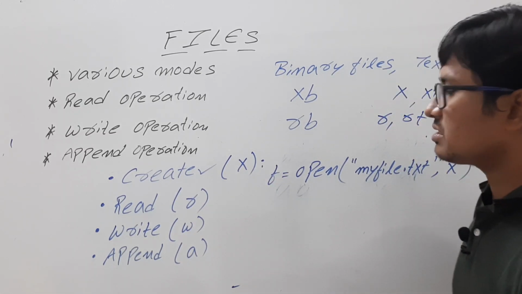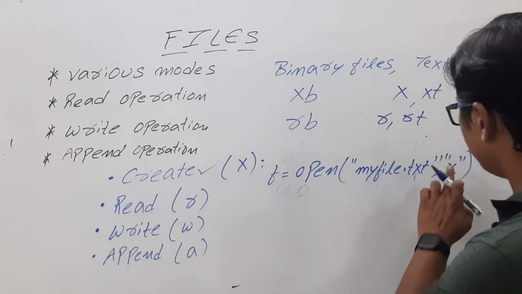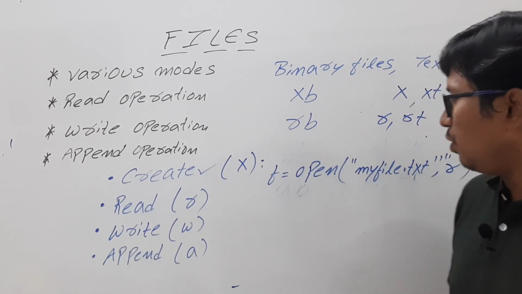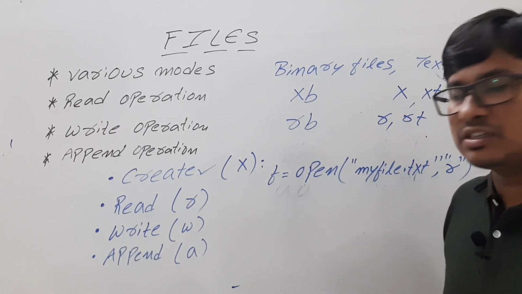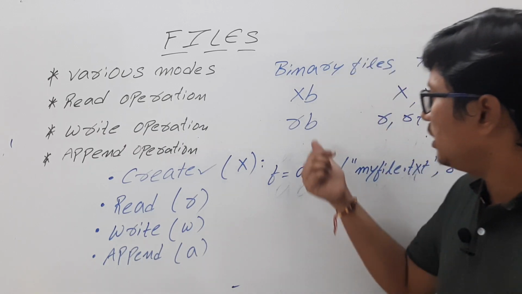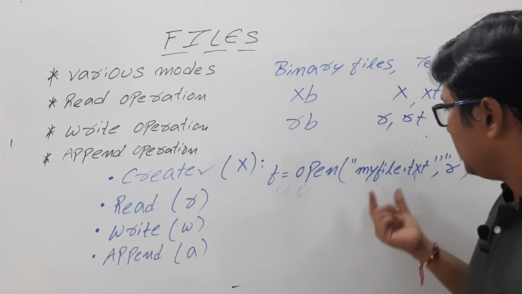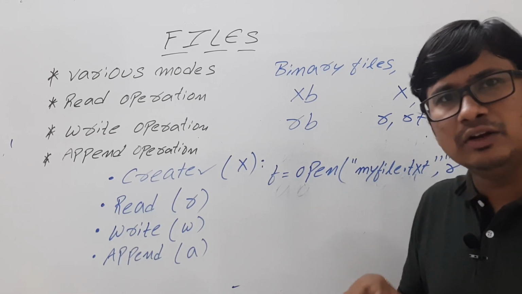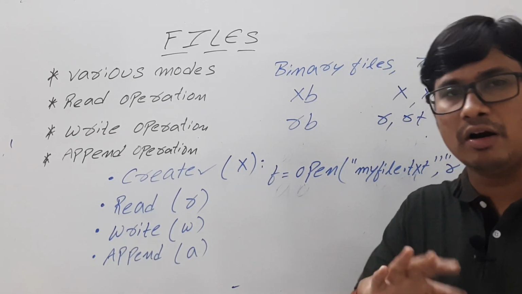Okay. Now we will discuss the read mode. Suppose you are specifying here as R. So you want to read the information from the text file. If you want to read from the binary file, then you will specify it as RB. Now look at here. There are two scenarios. myfile.txt is available or not available.